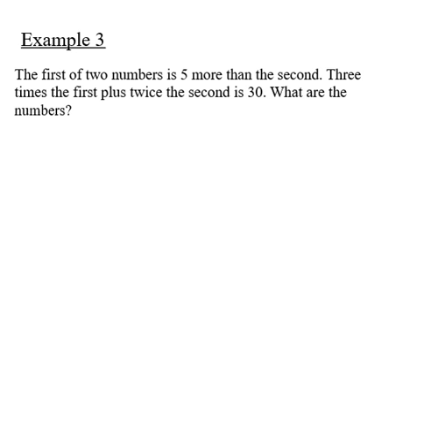Okay, we're going to look at another example of using algebra to solve a word problem. So the first of two numbers is 5 more than the second. And then it says 3 times the first number plus twice the second is 30. What are the numbers? Okay, so this one's maybe worded a little bit challenging.